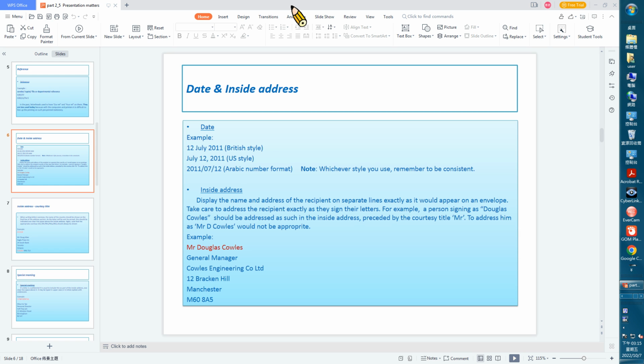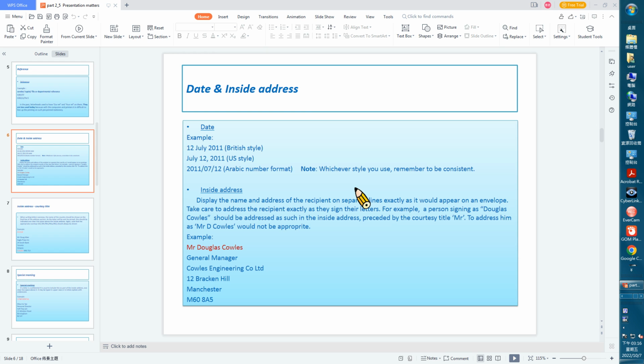Date and inside address. When you are writing the date in a letter, you may follow either of the following styles: British style, US style, or Arabic number format. Whichever style you use, remember to be consistent.